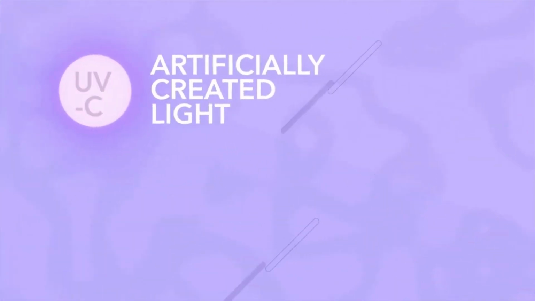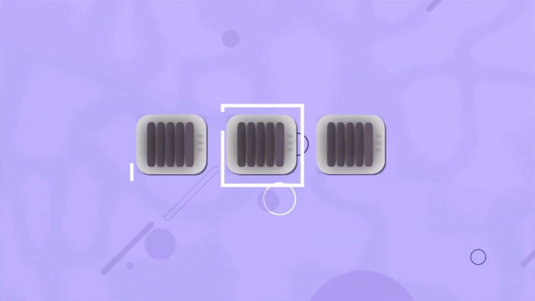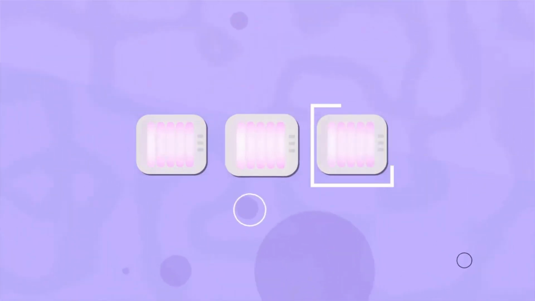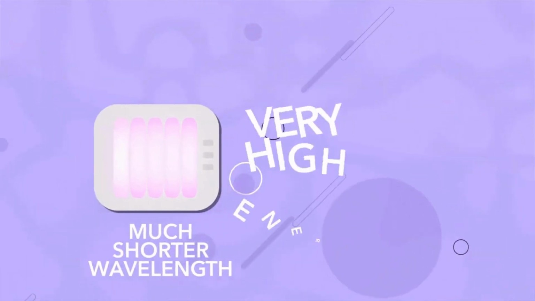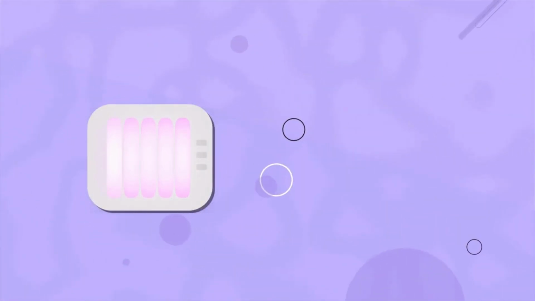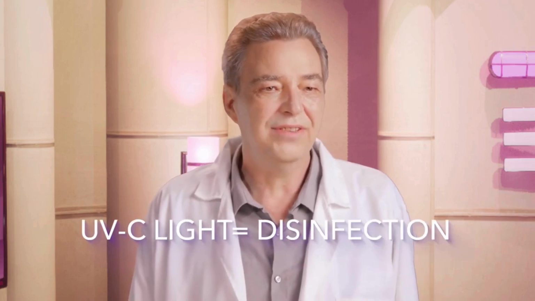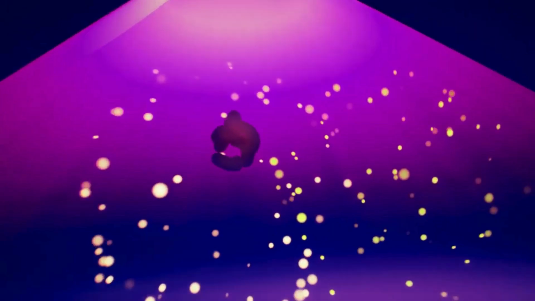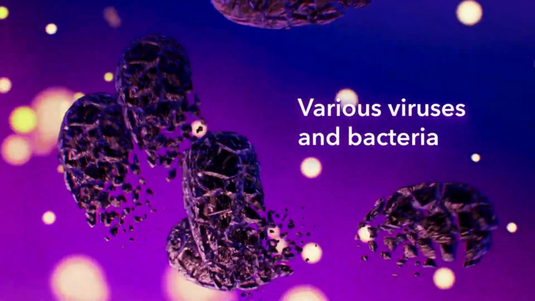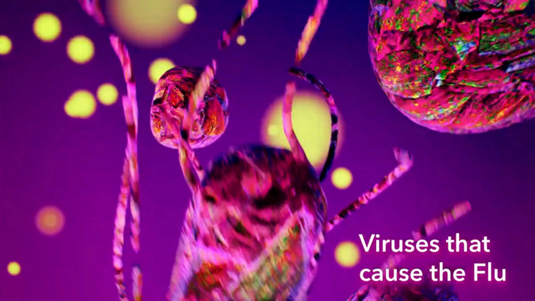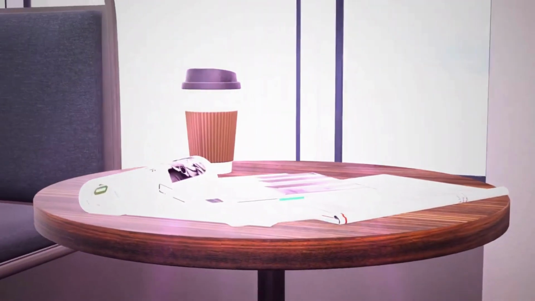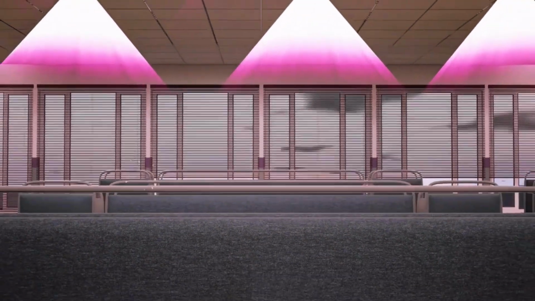A third light type is UVC, which is an artificially created light made by UVC lamps and special UVC LEDs. This light has a much shorter wavelength and very high energy compared to other light. And that's exactly why UVC light is used for disinfection. When we shine UVC on bacteria or viruses, in a relatively short time they will be gone. No chemicals, no manual cleaning, it works in water, on surfaces and in the air.